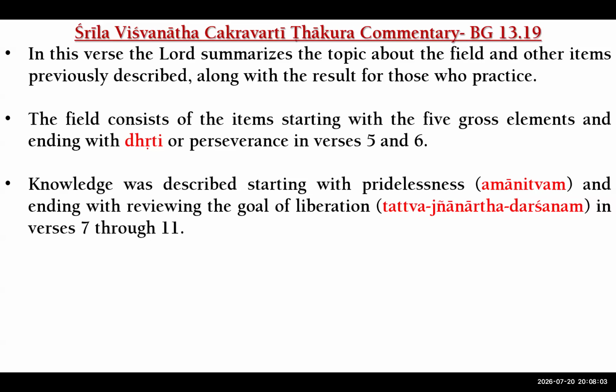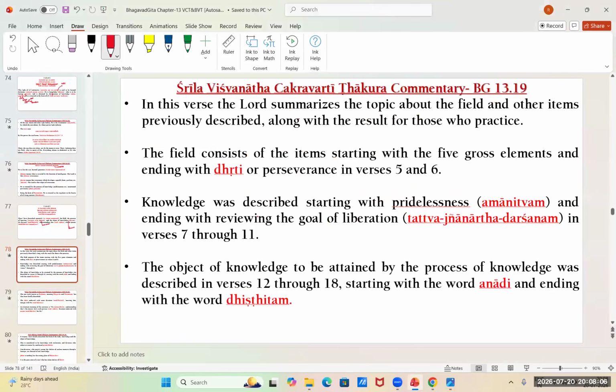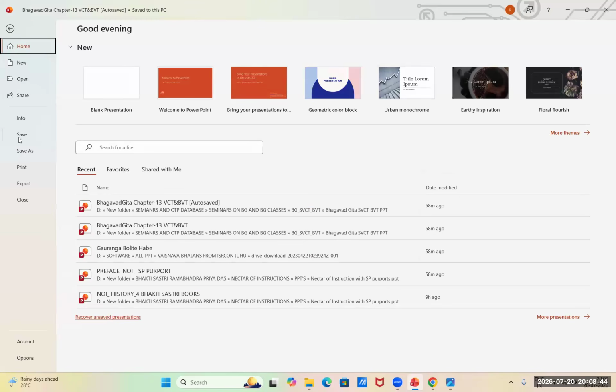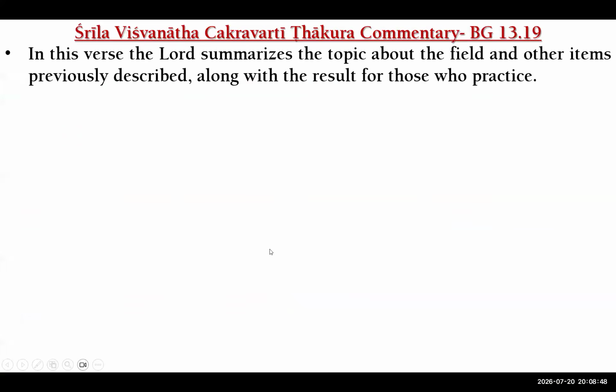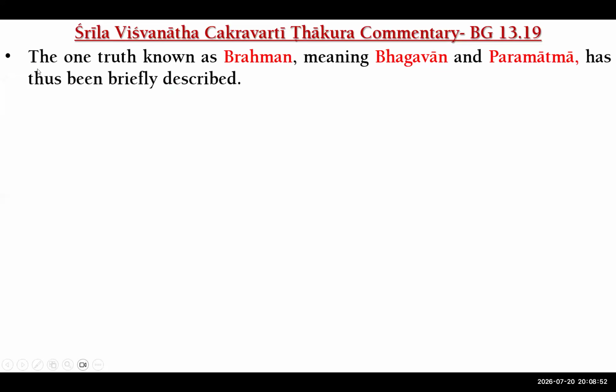Yeah, correct. It is 8 to 12. So here it is because of some mistake. I think the Gita Press is a culprit. This is 8 to 12, and this is 6 and 7. The object of knowledge to be attained by the process of knowledge were described in verses 13 to 18. That's because of the Gita Press problem. The one truth known as Brahman, meaning Bhagavan and Paramatma, has been briefly described.